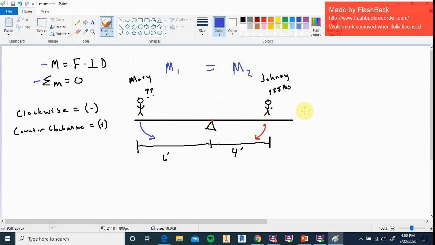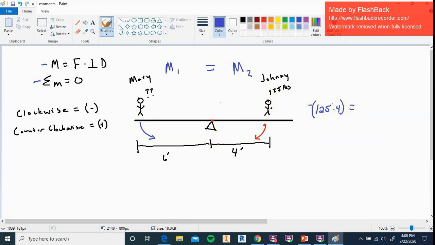So let's look at how this works. We're going to start here with Johnny. We know that Johnny is 125 pounds, so that's important. And we know that the perpendicular distance, so Johnny's weight would be traveling down, so perpendicular to that would be horizontal, so that's 4 feet, so we've got times 4. And we know that that is a negative moment, so we're going to put a negative on that.